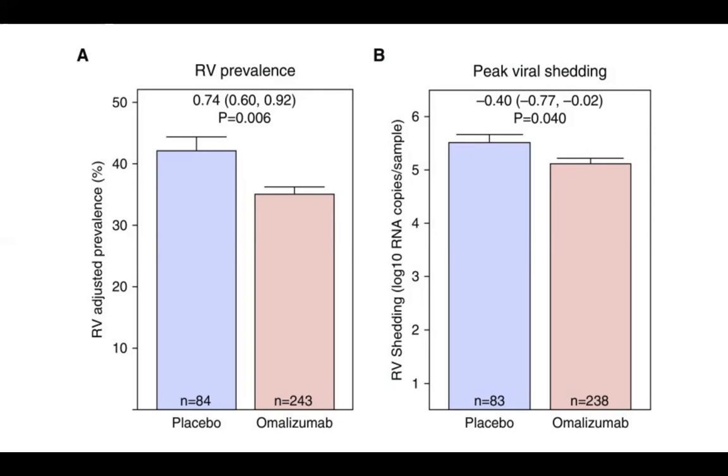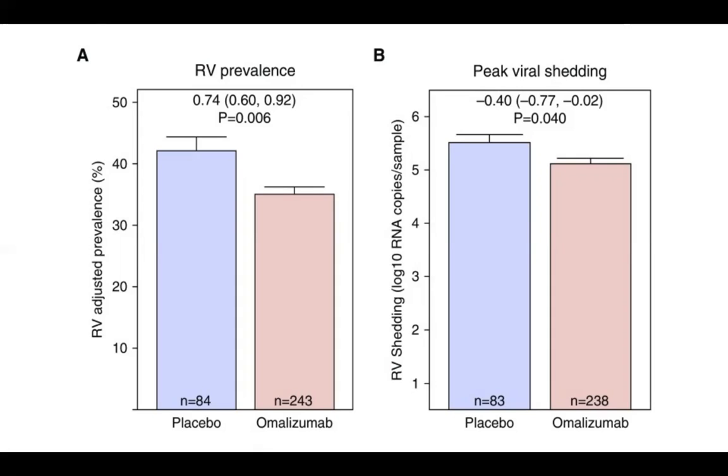Okay, so this key figure shows that omalizumab reduced prevalence and viral shedding in mucus. Both of these figures have a p-value of less than 0.5, so we can trust that they're statistically significant. As we see here in both graphs, the purple bar represents the placebo group and the pink bar represents the group that was treated with omalizumab.